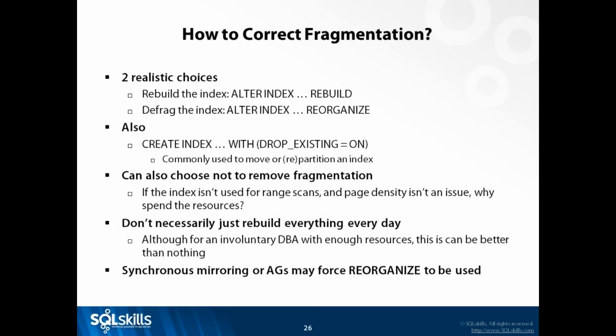So correcting fragmentation. Two realistic choices you've got: rebuild the index or reorganize the index. You could do create index with drop existing equals on, which is essentially an index rebuild. I wouldn't do that if you just want to rebuild and not change anything, because you have to specify the entire create index statement. I would just do an alter index rebuild. You could, of course, choose not to remove fragmentation.